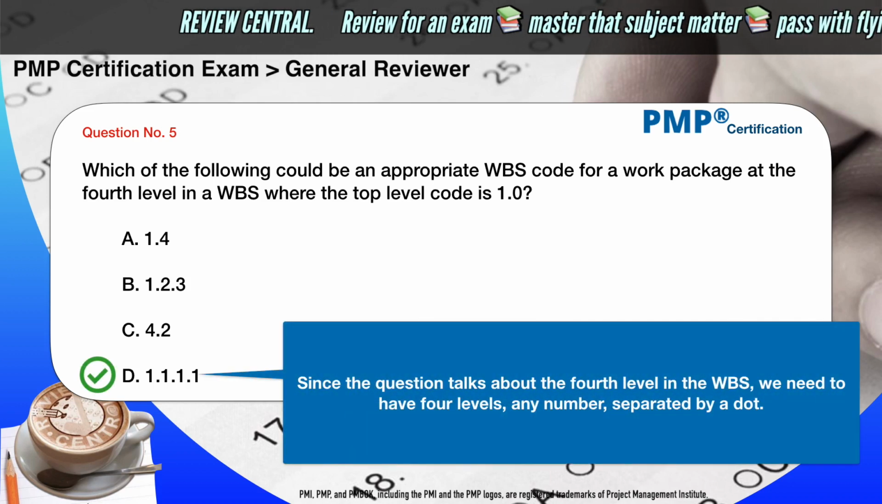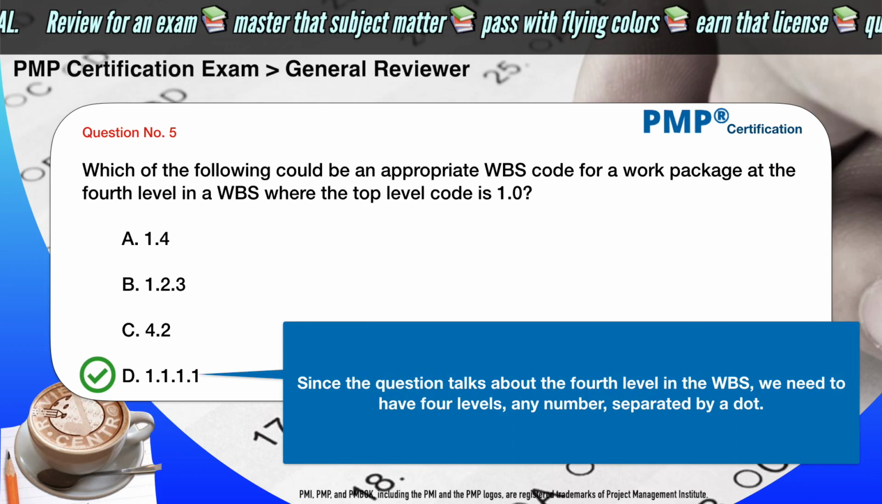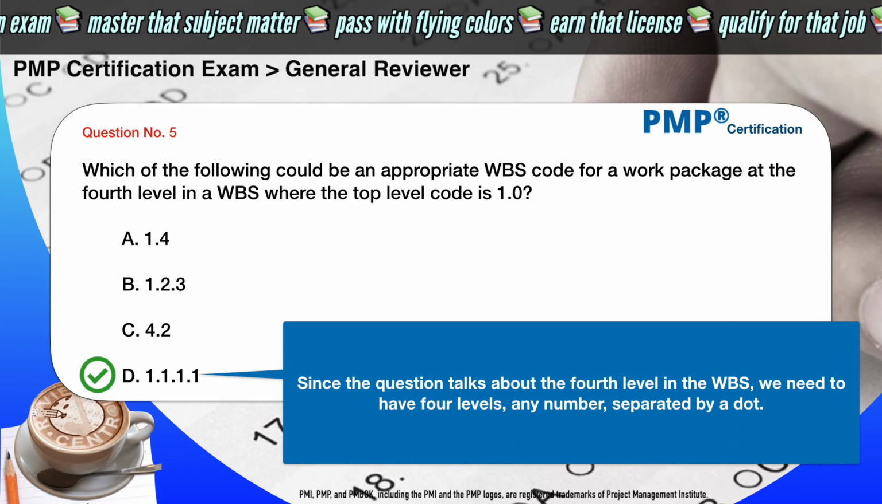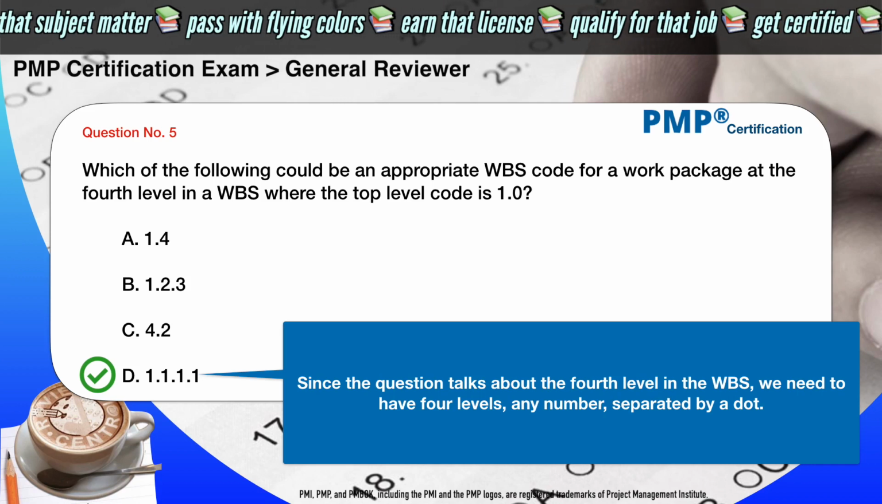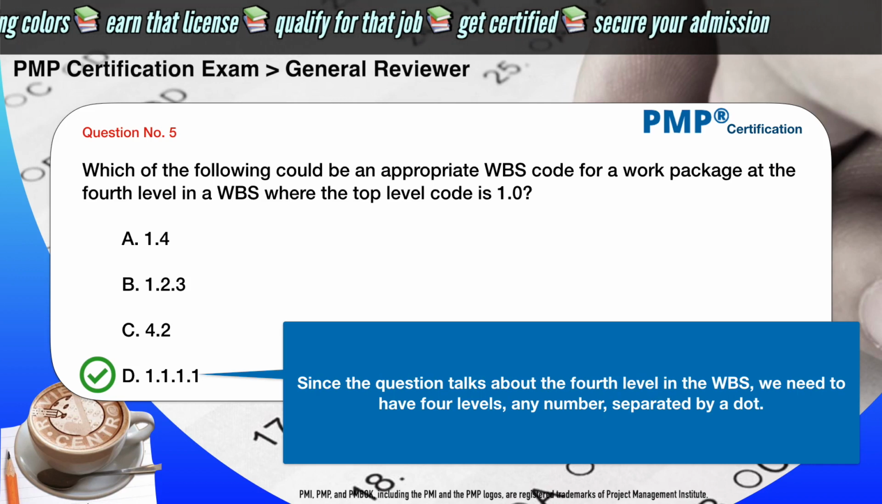The correct answer is D. 1.1.1.1. Since the question talks about the 4th level in the WBS, we need to have 4 levels, any number, separated by a dot.